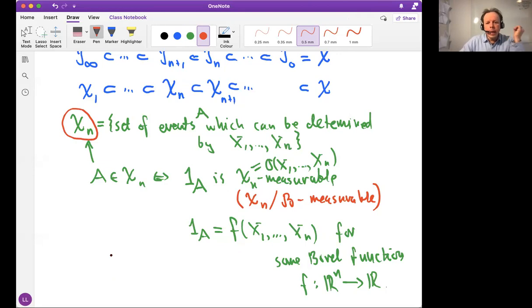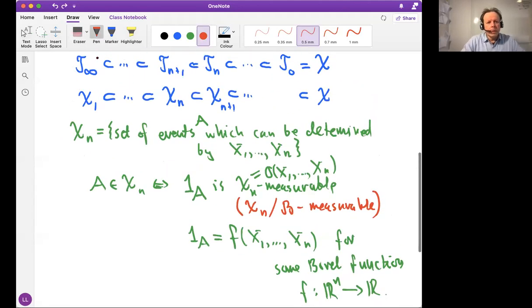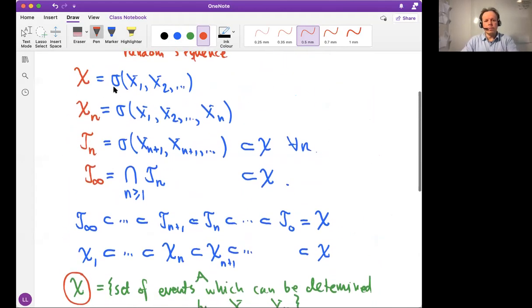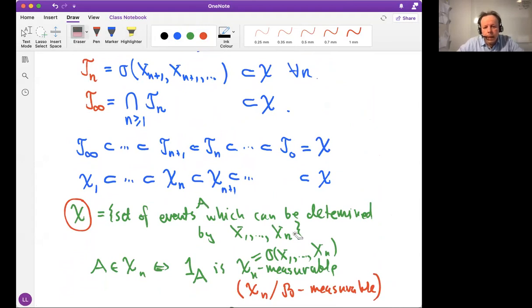Then what is the intuition about X? If you look at the full X, so then let's maybe now clean a bit and ask, okay, what about the full X here now? Now we are looking at the full X, which was defined as the sigma algebra of the full random sequence. So intuitively, what it means is the set of events A, which can be determined by the random variables up to X_n, etc. So we look at the full sequence and we ask, okay, what can we determine by the full sequence?